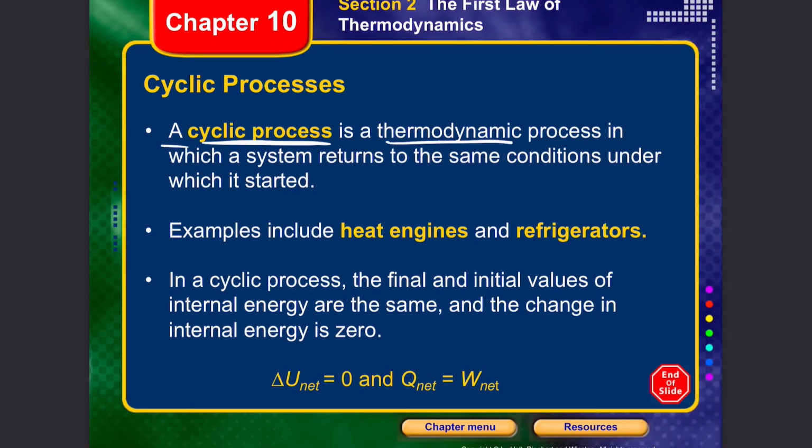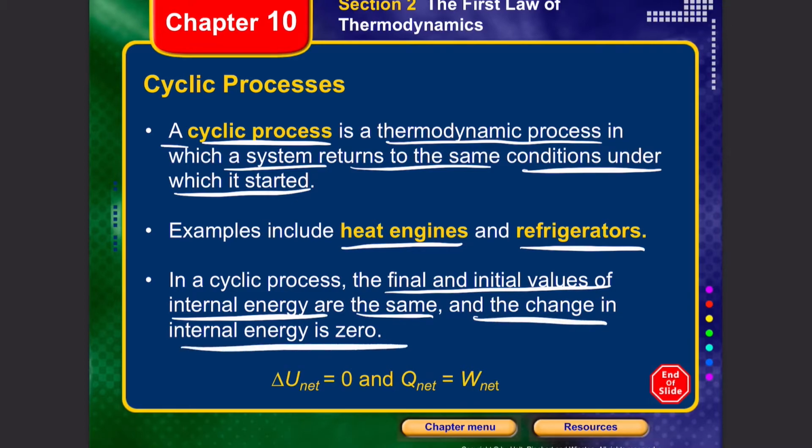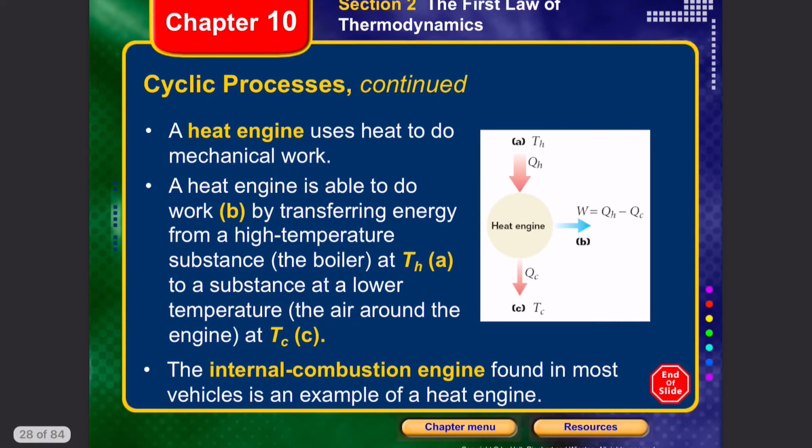Next, let's talk about a cyclic process. A cyclic process is a thermodynamic process in which a system returns to the same conditions under which it started. There are two main examples: heat engines and refrigerators. The main principle of a cyclic process is to remember that the final and initial values of the internal energy are the same, and the change in internal energy is 0. So delta U net should be 0, which gives you Q net equals W net.